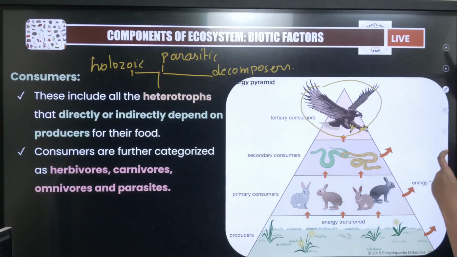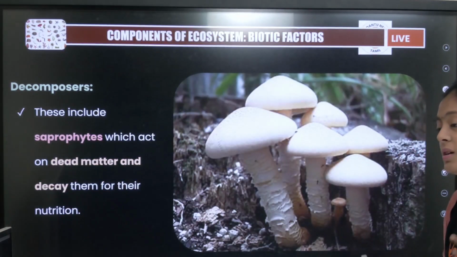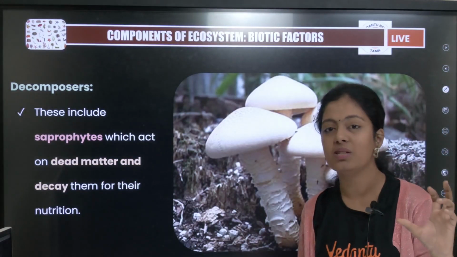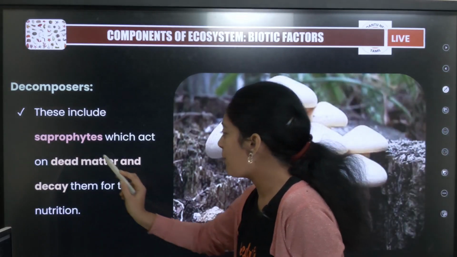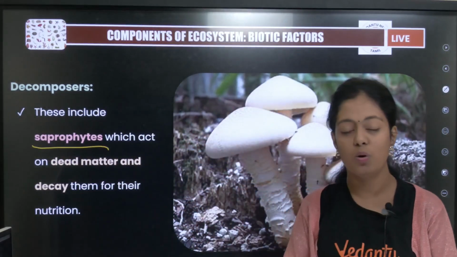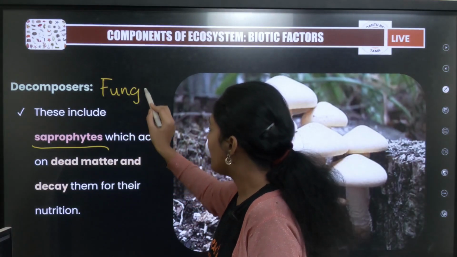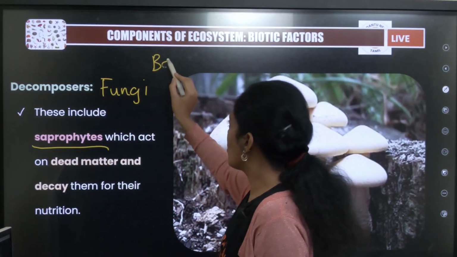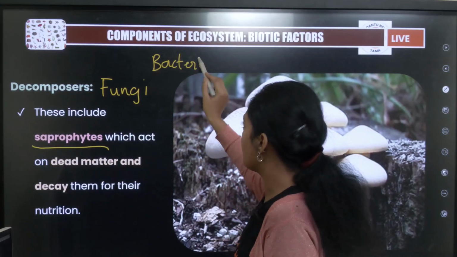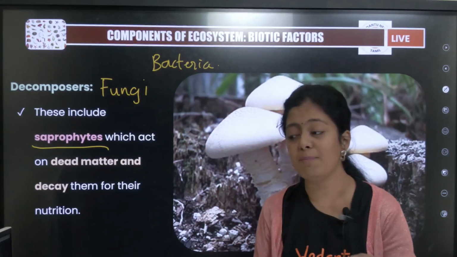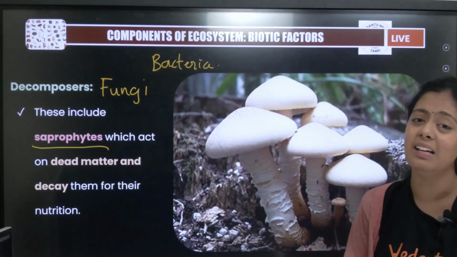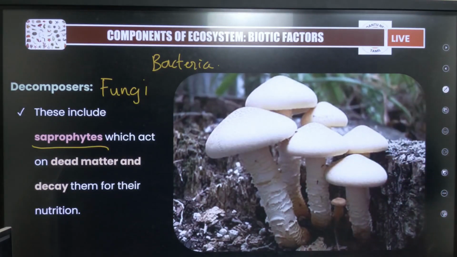So we finished primary producers and consumers, and then we have decomposers. As I already told you, decomposers are what we call saprophytes. The main organisms among saprophytes are fungi and bacteria. Bacteria are also very good saprophytes. They help in keeping our environment very clean. If this is understood, we can go further.